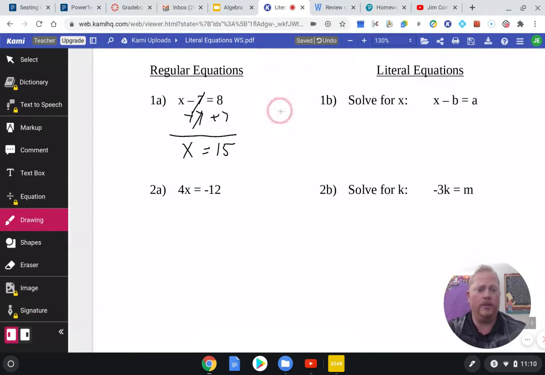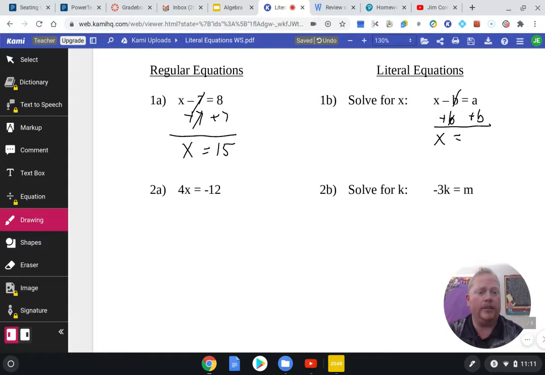So that's the goal of most equations, is to figure out what the variable is. Well, let's take a look at this equation over here. It says solve for x: x minus b equals a. Now in this case, our goal is to get x all by itself. But we're not going to get a number answer like x equals 15. What we're going to do is follow the exact same steps as what we did over here. In order to get x all by itself, we added 7 to both sides. So over here, to get x all by itself, I'm going to add b to both sides. So in that case, the minus b and the plus b cancel each other out. So now I have x by itself.